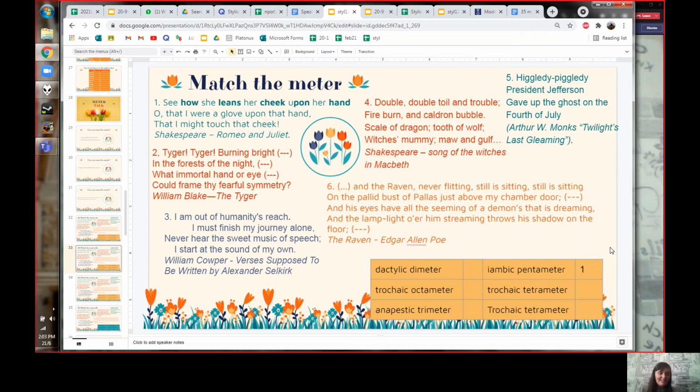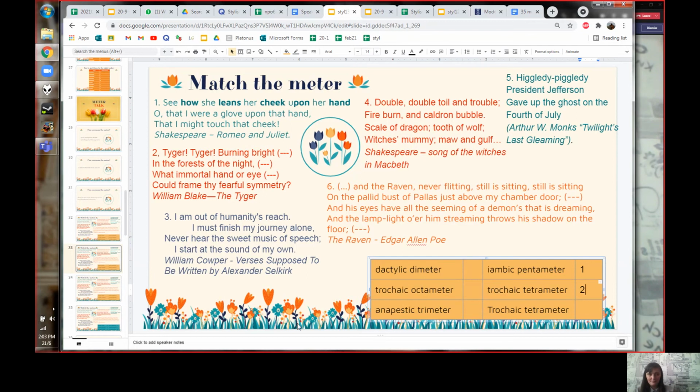Right, so I believe that you are back. Let's do number two together. Tiger, tiger, burning bright in the forest of the night. What immortal hand or eye? It's trochaic. And how many trochees? Four. Trochaic tetrameter. Okay, what about number three?